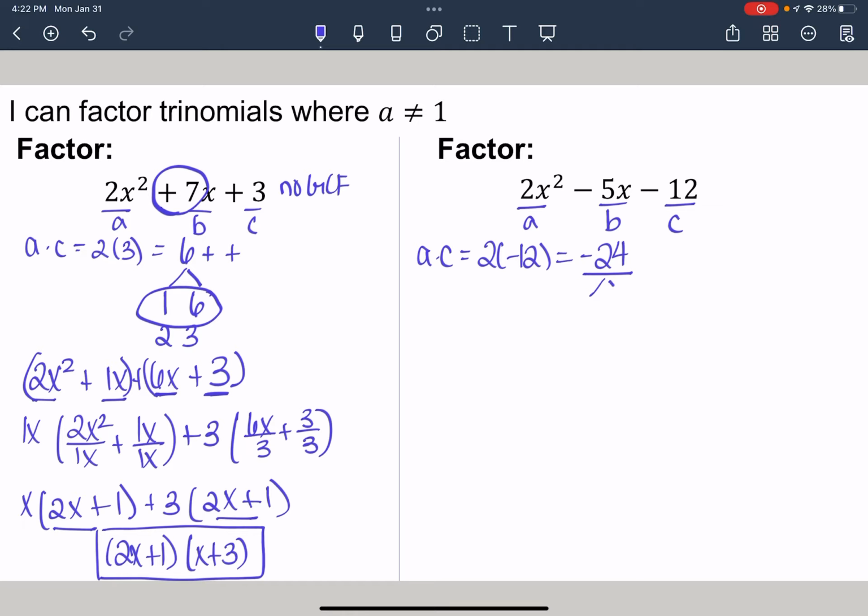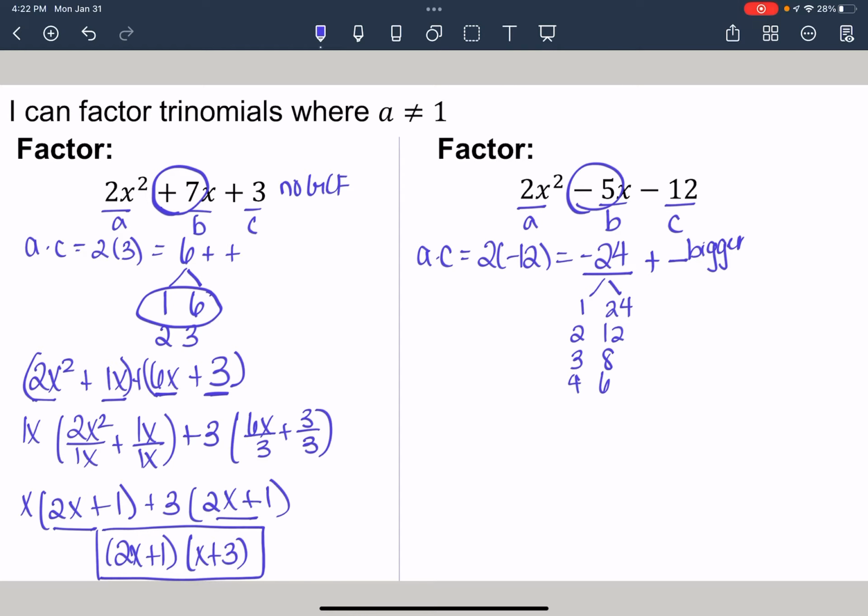I need two factors of negative 24 that are going to add up to negative 5. Since negative 24 is negative, I know I need a positive factor and a negative factor. Since 5 is negative, I know that my bigger factor is going to be negative. So when I write out the factors of 24, I get 1 and 24, 2 and 12, 3 and 8, 4 and 6.